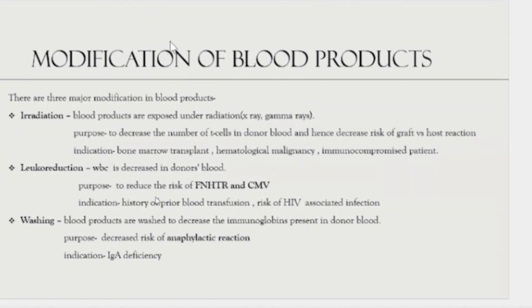Even though we know that it is something good for us, it is an antibody, but as that antibody is not naturally produced in the recipient, that IgA will be seen as an antigen and will lead to an anaphylactic reaction, which I again will tell in detail when we come to the complications of different blood products or blood transfusion. So those are the three major modifications: irradiation, leukoreduction, and washing.